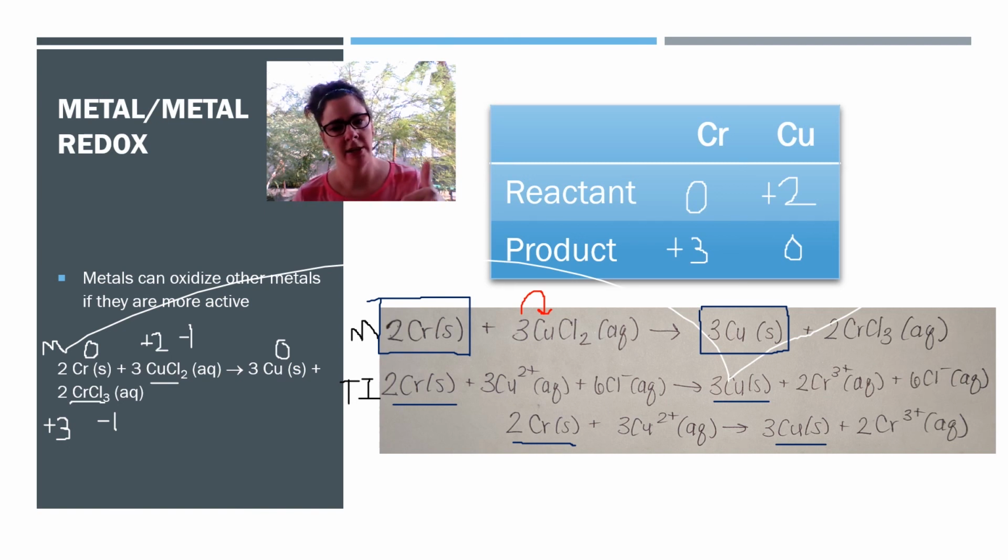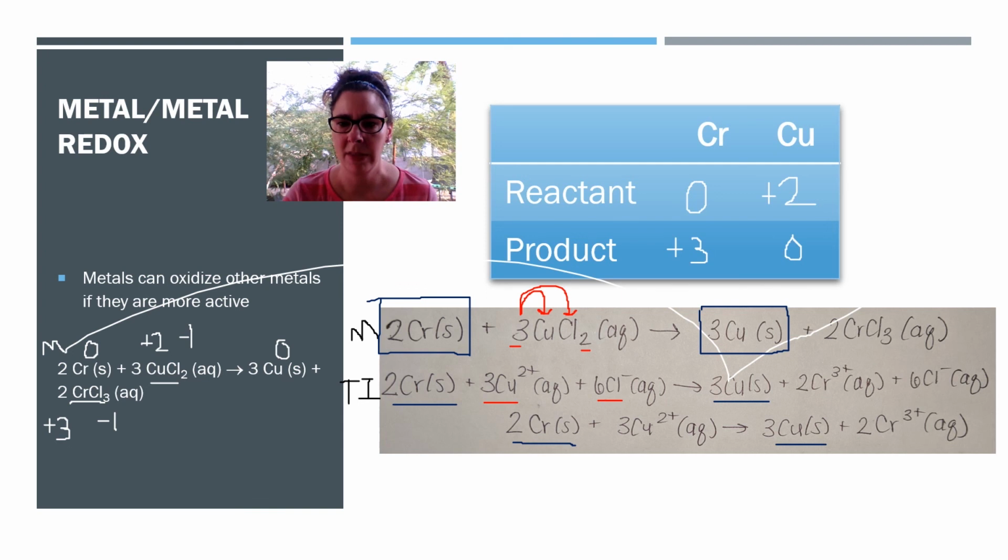So when we distribute that 3, we get 3 copper ions. And if we distribute this 3 to the chloride, we have a coefficient of 3 and a subscript of 2 as well. So those are going to combine to give us 6 chloride ions. Coefficient of 3, subscript of 2 means there are 6 chloride ions floating around.